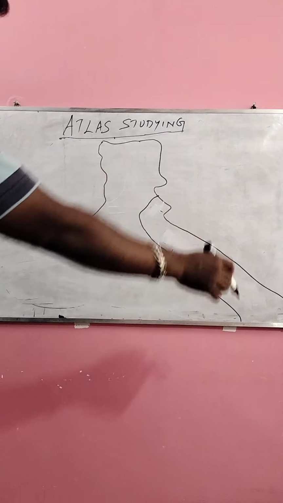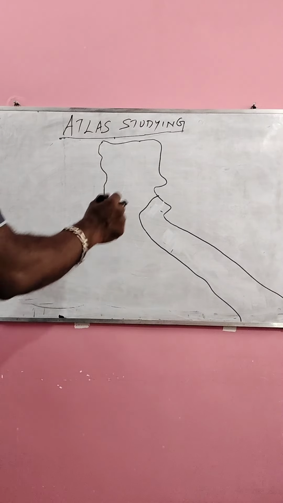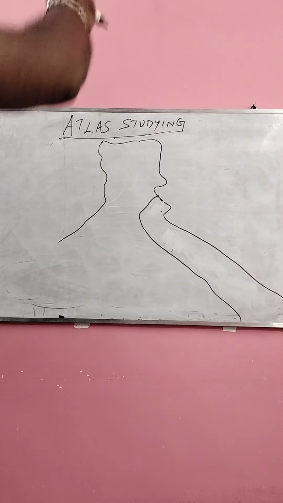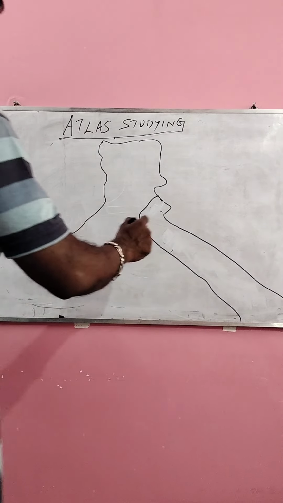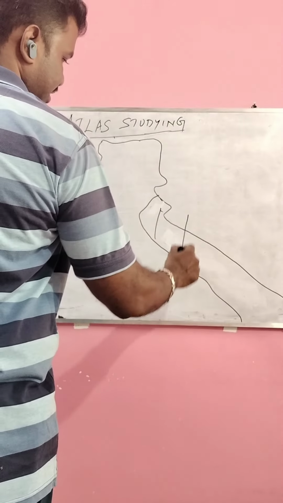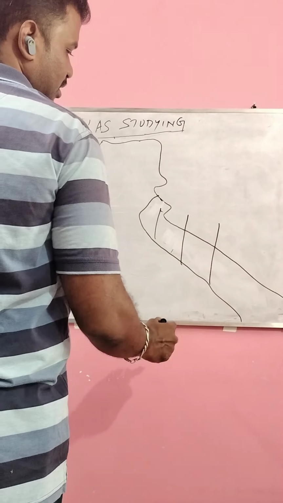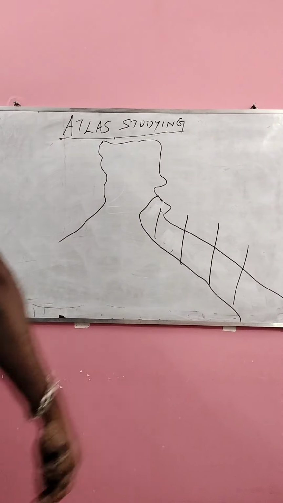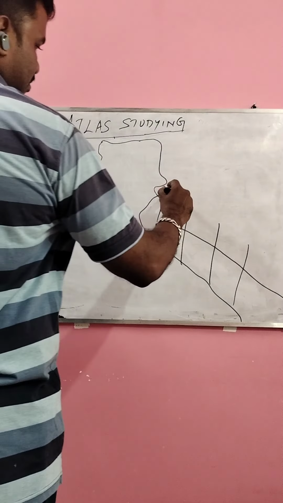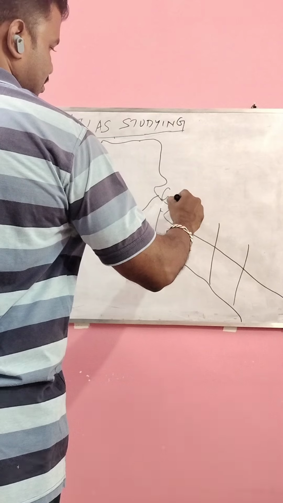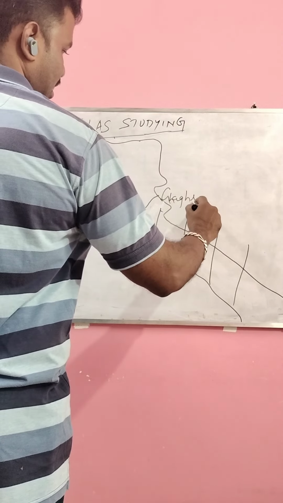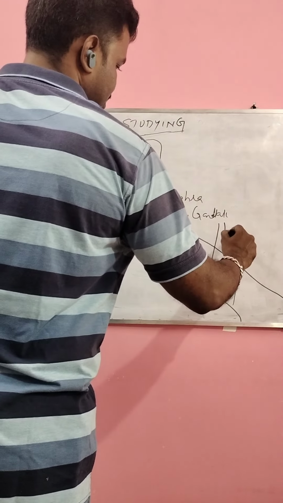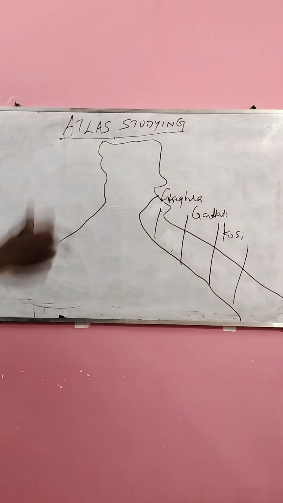This is the overall Ganga river. I have to now mark the tributaries. Tributaries are rivers that come and join the main stream of the river. Gagra, Gandak, Kosi, Kali, all these are rivers that join the Ganga. I have to mark the tributaries.